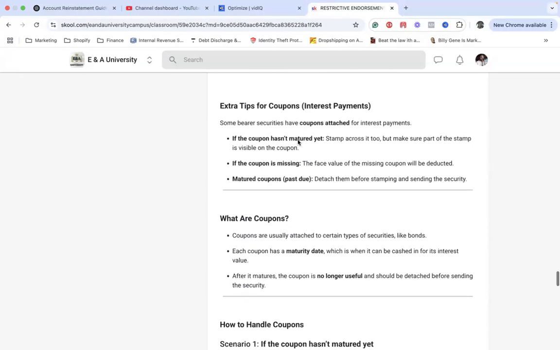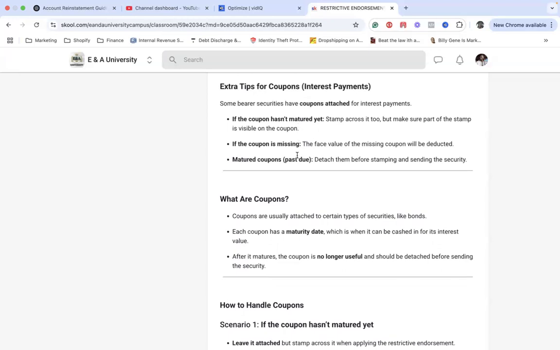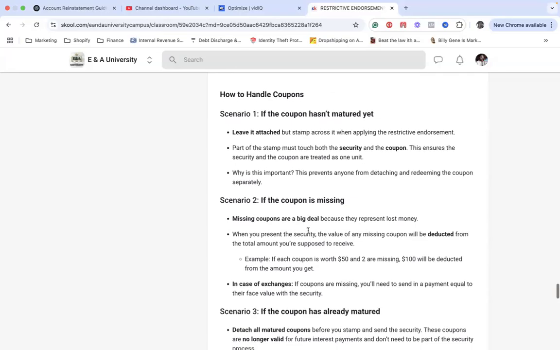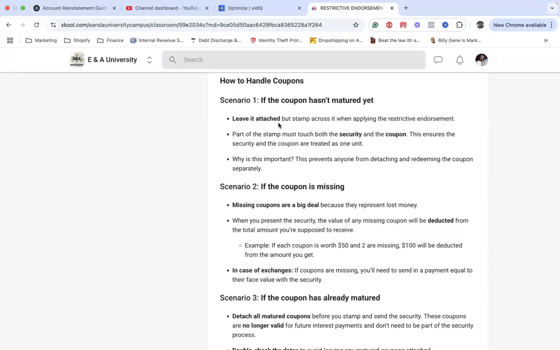Now, this was covering pretty much the whole maturity thing, like what happens with the coupons. So clearly, when we're dealing with coupons, it has some examples of how this works. But basically, if the coupon hasn't matured, leave it attached, but stamp it. What it means by matured is it hasn't expired, guys. It's not past its due date. Remember what I was telling you guys about the due date? So that's what it means by it hasn't matured yet.